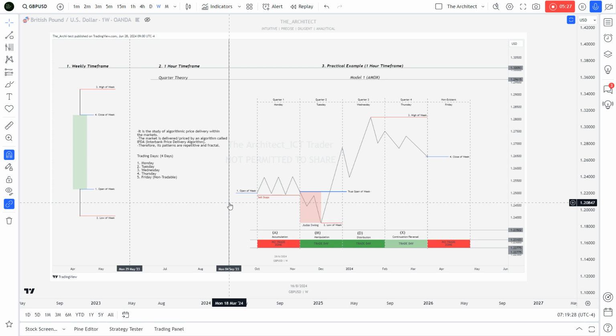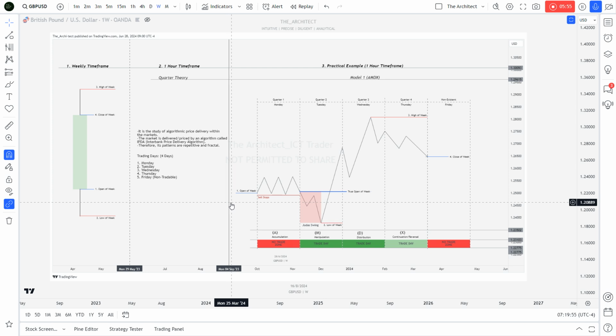So now the relationship of these two then allows us to understand the time and price theory, which is based on the idea that the market can be predicted by analyzing the relationship between time and price. It suggests that significant price movements often occur at specific times and specific price levels. So that over there is the foundation itself of quarter theory.